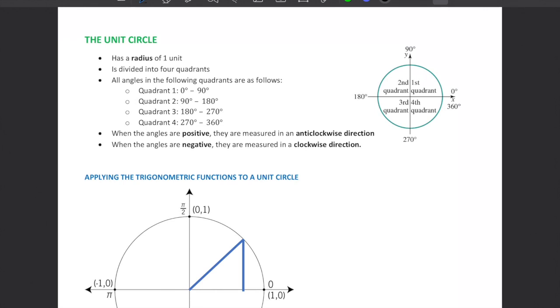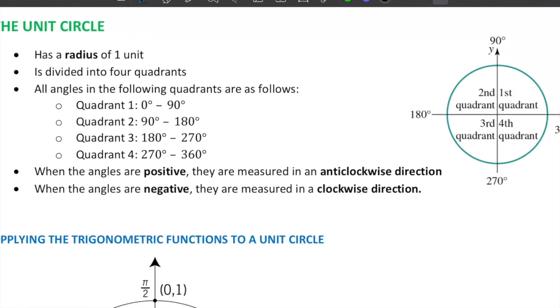So the first quadrant is anywhere between 0 to 90 degrees. Now that you've looked at radians, I'm going to also say that's also from 0 to pi on 2. Quadrant 2 is anywhere between 90 degrees to 180, so that's pi on 2 to pi. And then quadrant 3 is 180 degrees to 270, which is pi to 3 pi on 2. And then quadrant 4 is 270 to 360 degrees, which is also from 3 pi on 2 to 2 pi.